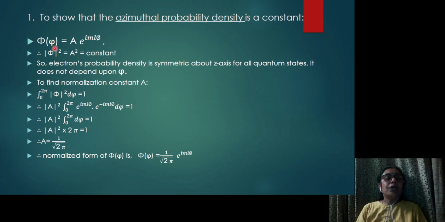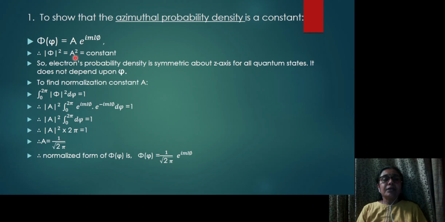So we know that the capital Phi function is written as A into e raised to i ml phi, where ml is the magnetic quantum number. So mod Phi square is nothing but A square, which is equal to a constant because A is the normalization constant. So the electron's probability density is symmetric about the z-axis. For all the quantum states, it does not depend upon phi. Okay, because A square is a constant, that means for all values of phi, the probability is not going to change.